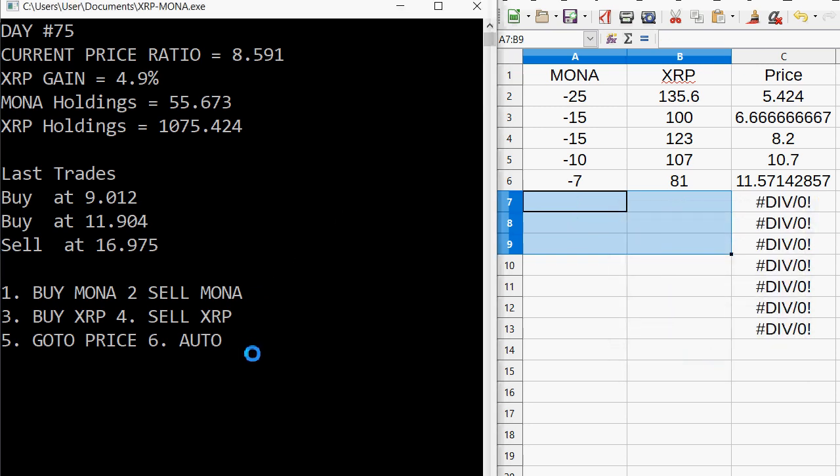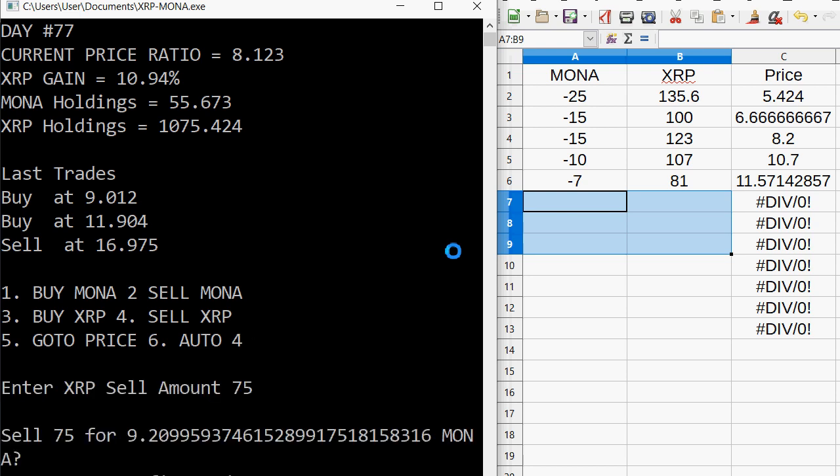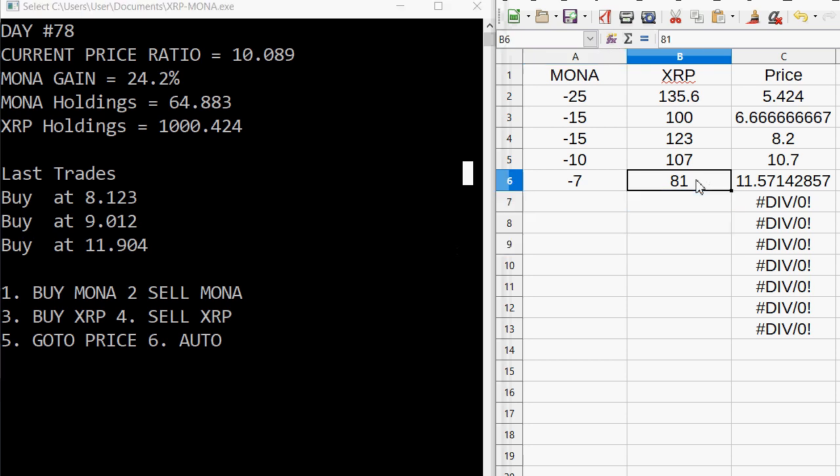And I could even look for, even if it goes down a little bit more, like 8.25. There we go, 8 and 12. I could now get rid of the 81. So let's get rid of 75. So I gained 6 Ripple, and I'm gaining 2.2 Mona. So that one's now taken off.